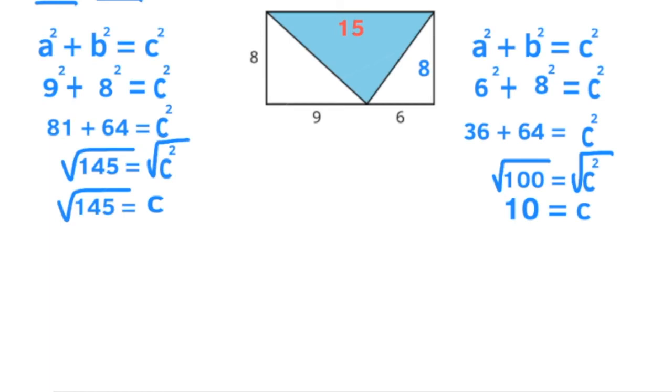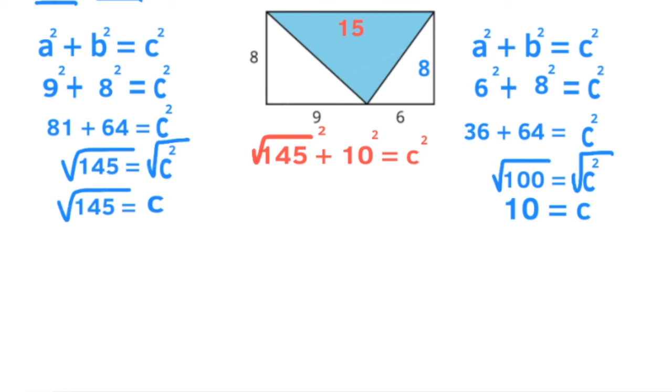Now we can use all the information that we've gathered to help us figure out if this shaded triangle is a right triangle. We're going to use a squared plus b squared equals c squared. So in this case, we can use the square root of 145 squared plus 10 squared equals c squared. They've already given us the length for c, and that's 15. So c squared would be 15 times 15.